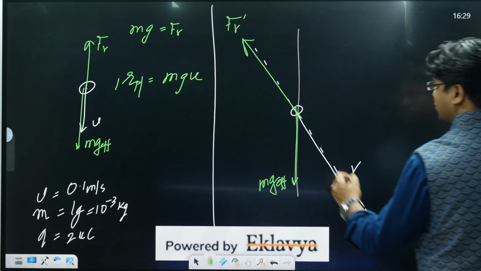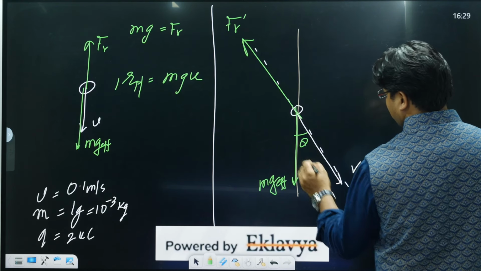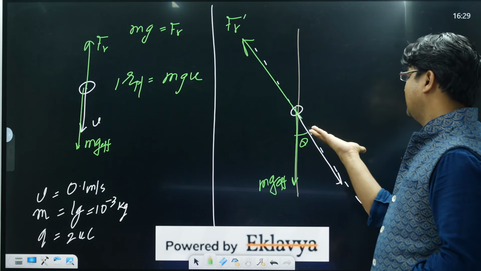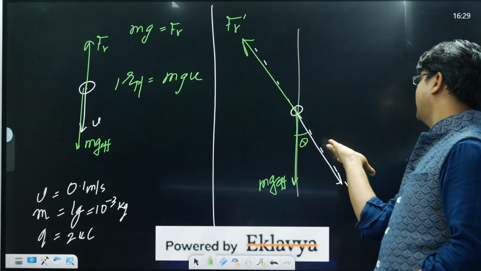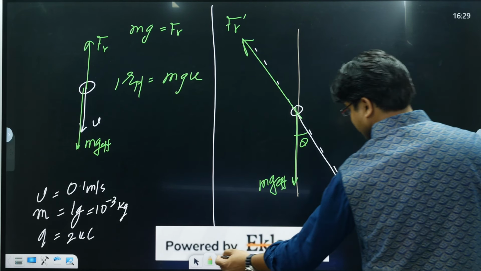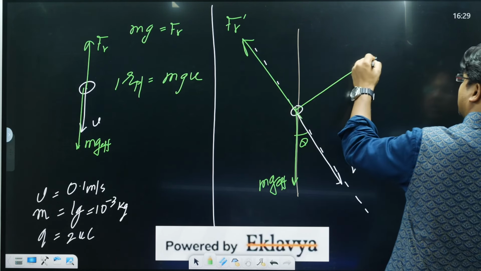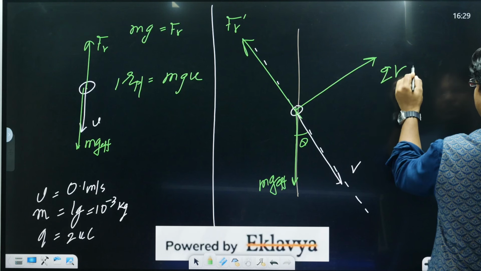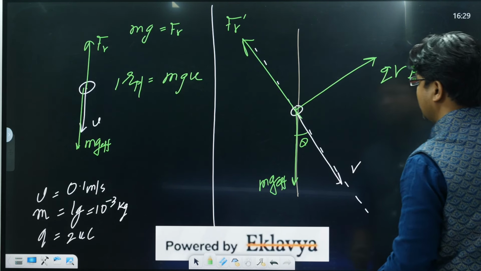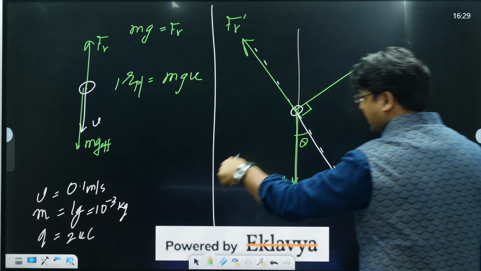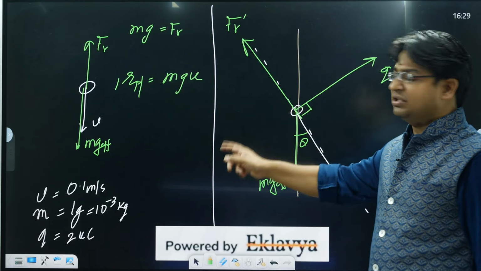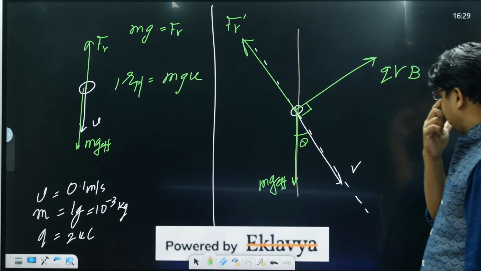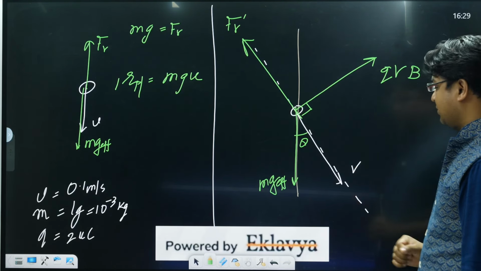Now I'm not sure how much this angle is. Let this angle be theta. And now the magnetic force has to be somewhere here. It has to be perpendicular to the velocity, so it would be QVB. And why not in this direction, sir? Because if it is in this direction, then the three forces will not add up to give a 0. Now the three forces can add up to give me a 0. So what are the equations that I'm going to write?